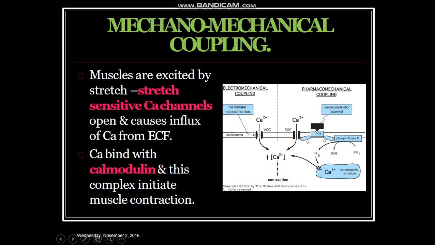Stretch-sensitive calcium channels are present in the smooth muscles, open and cause influx of the calcium from ECF, extracellular fluid. I have told you that the calcium, in order to cause the gliding and sliding of the actin myosin filaments, comes from two sources. One is the ECF, the other is from the sarcoplasmic reticulum. Calcium binds with the calmodulin. See, this protein is a difference because here troponin has been replaced by calmodulin. Calmodulin has four sites for the calcium, and this complex initiates muscle contraction. This calmodulin is very much important in the smooth muscle.